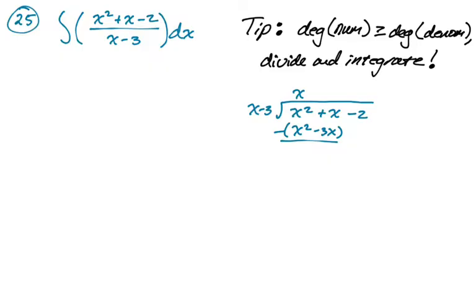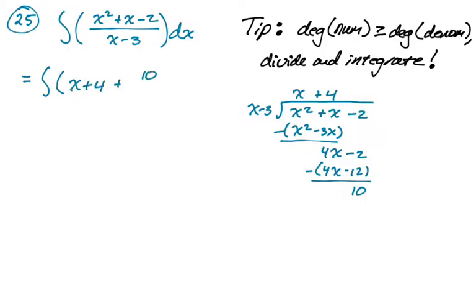X minus -3 is plus 3, so it's going to be 4x. Bring down the -2. What do I need to multiply x by to get 4x? Plus 4. I'm going to multiply it. I get 4x minus 12. Parentheses around the whole thing. 4x minus 4x is gone, which means I did it right. And then -2 plus 12 is 10. All right, so the integrand becomes x plus 4 and then plus 10 over x minus 3. So that's actually what we're going to integrate.